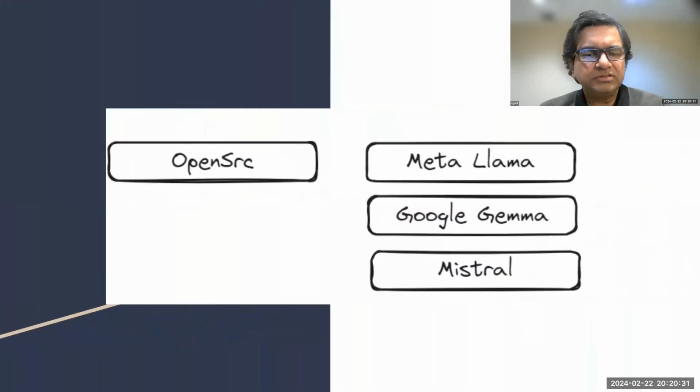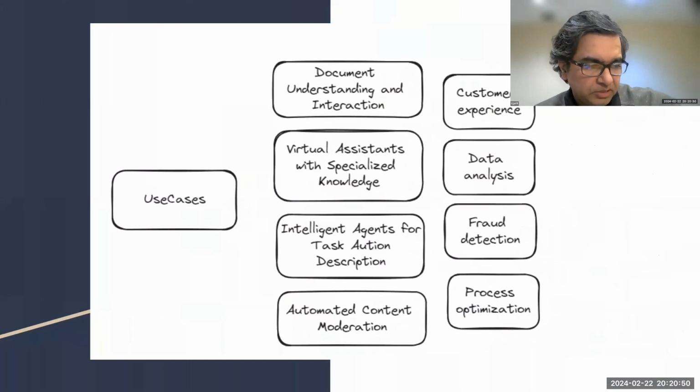In open source, Meta has Llama, Google has Gemma, Mistral is there, and there are a bunch of them. There are hundreds of them, too many to keep a count of at this point in time. So we talked about models, proprietary, and open source. Now let's go back to the use cases.